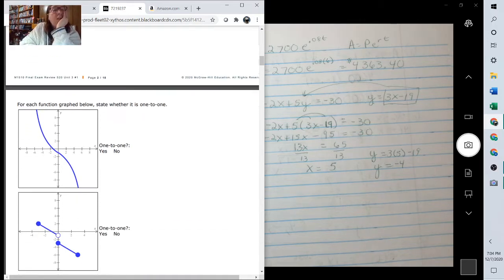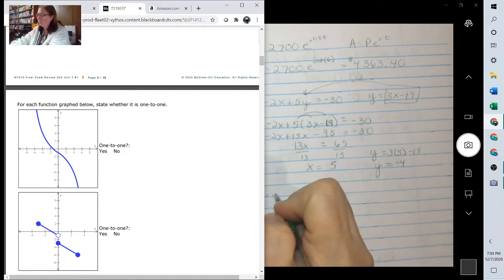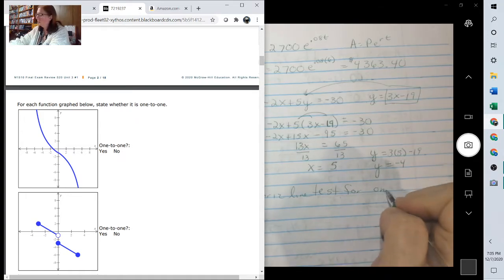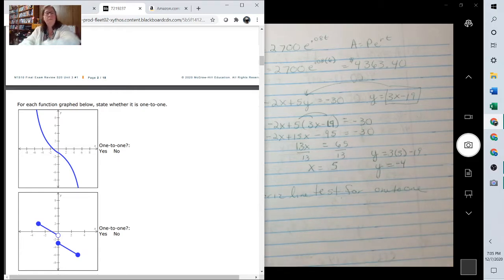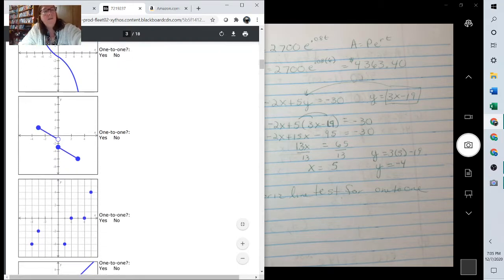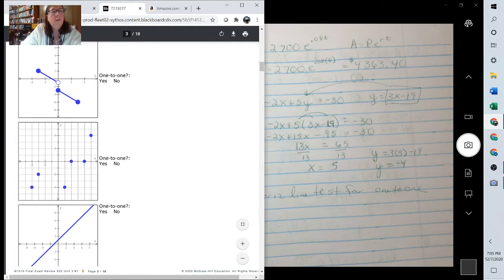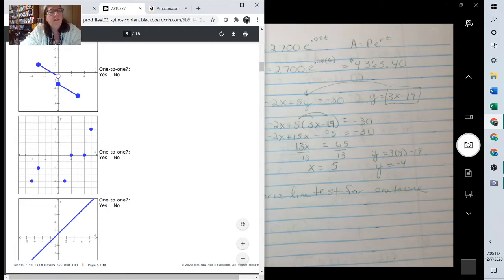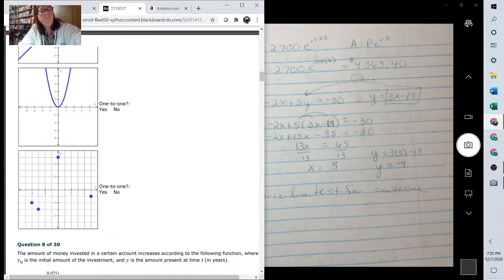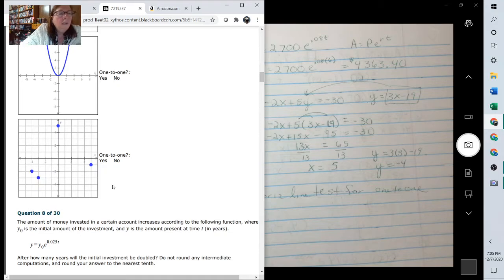For each function, state whether it's one-to-one. For one-to-one, use the horizontal line test. And this would pass, so yes, it is one-to-one. This would pass, it's one-to-one. This one would not pass. Notice on the x-axis there's 2, so this is no. This one is yes. The parabola is no. This one is fine.